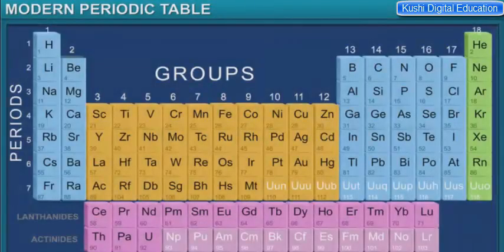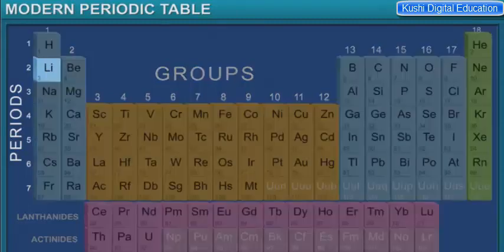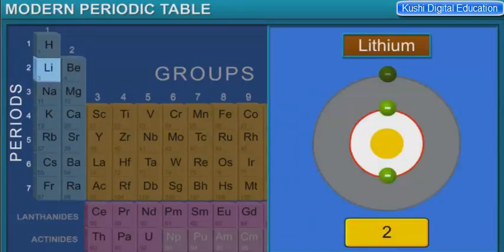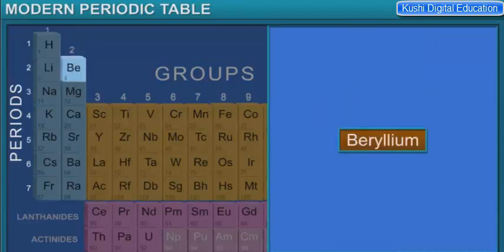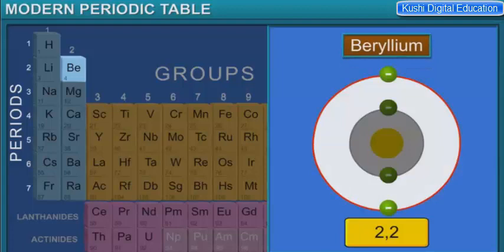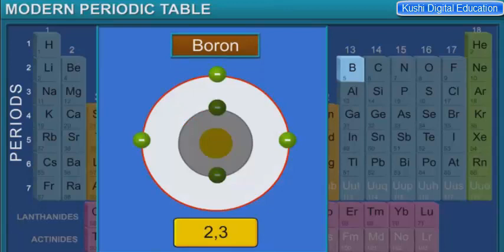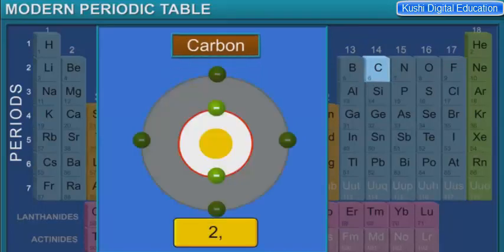When we look at the long form of periodic table, we find that the elements lithium, beryllium, boron, carbon, nitrogen, oxygen, fluorine and neon are present in the second period. The electronic configuration of lithium is 2, 1. Beryllium is 2, 2. Boron is 2, 3. Carbon is 2, 4.